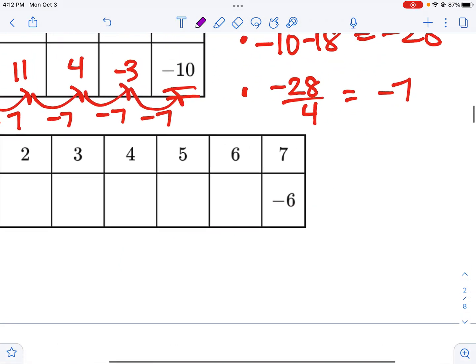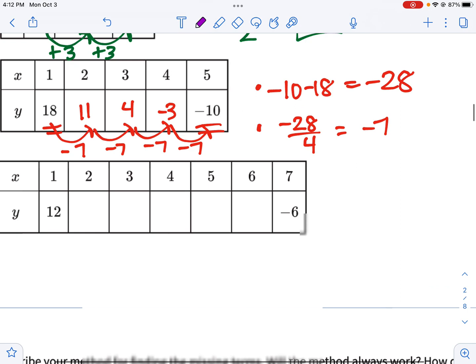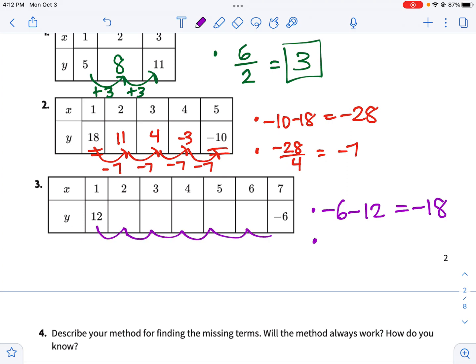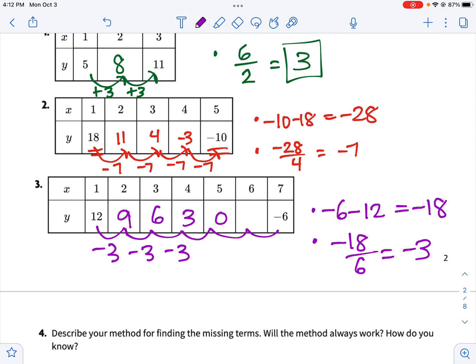Again, the first part of the rule is we take our last number minus the first number. And here that's a distance or difference of negative 18. And then we figure out how many times, 1, 2, 3, 4. Okay, so we'll take our negative 18, we're adding it up 6 times. And here we're subtracting 3 every time. So we get 9, 6, 3, 0, negative 3, and negative 6.